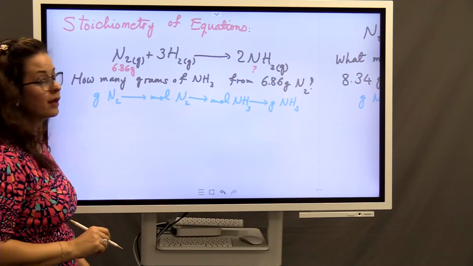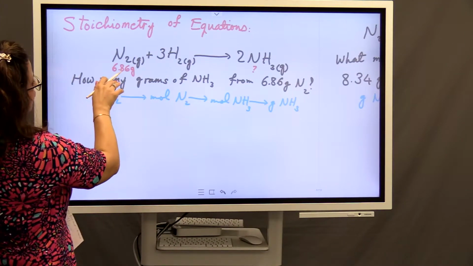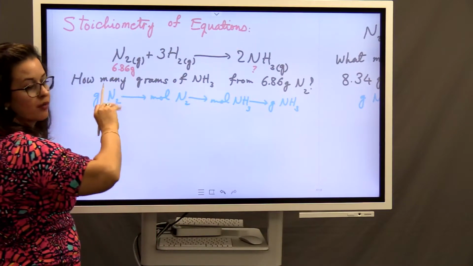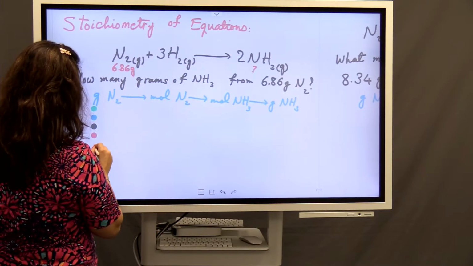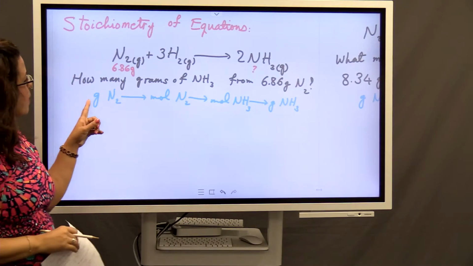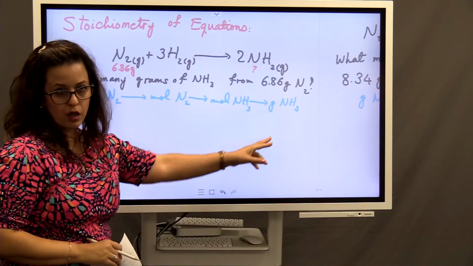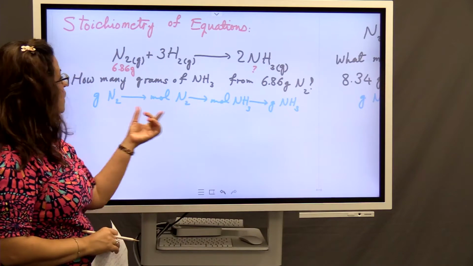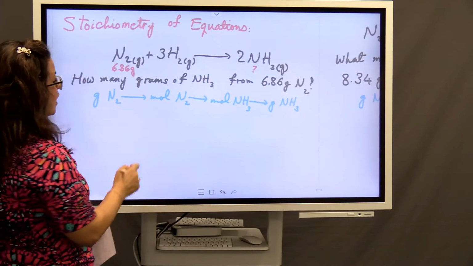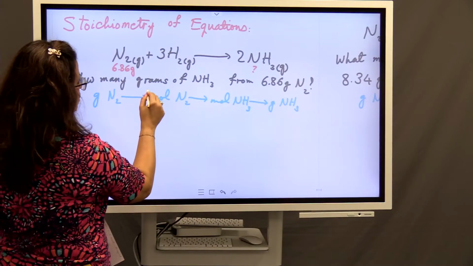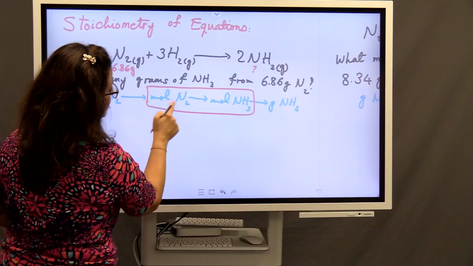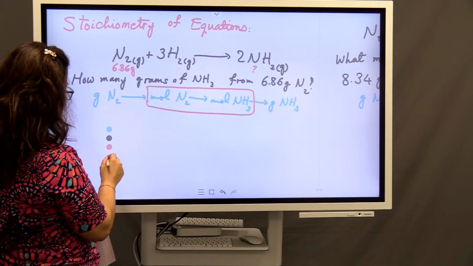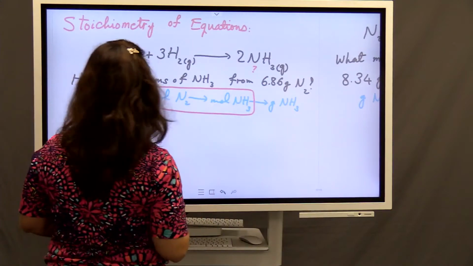Okay? Ready? You need to find a relation to switch from nitrogen to ammonia, from N2 to NH3. Let me walk you through it. So we are going from mass of nitrogen to mass of ammonia. First, you need to change the mass of nitrogen to moles of nitrogen. Then this part is the relation between the two substances. You see how we switch from N2 to NH3? And then after you find the moles of NH3, you use the molar mass of NH3 to find its mass.